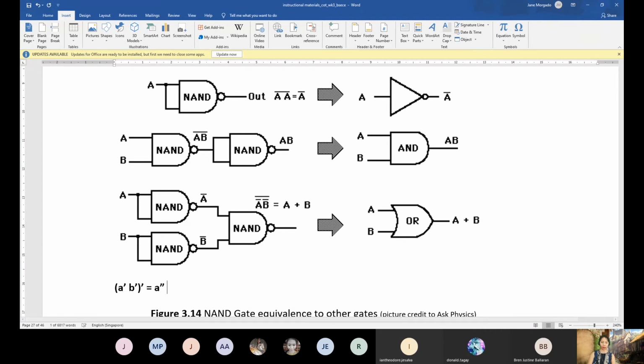A double prime and B double prime, but we have to change the operator. So it's obviously A prime times B prime. So we have to change the dot to plus. Okay, so that's how it becomes. And then again, if you have double prime, you simply cancel the prime. Negative, negative, positive. So that's why it becomes A plus.